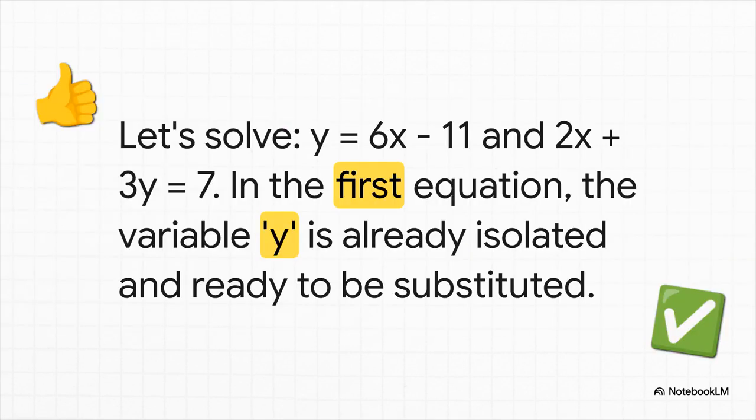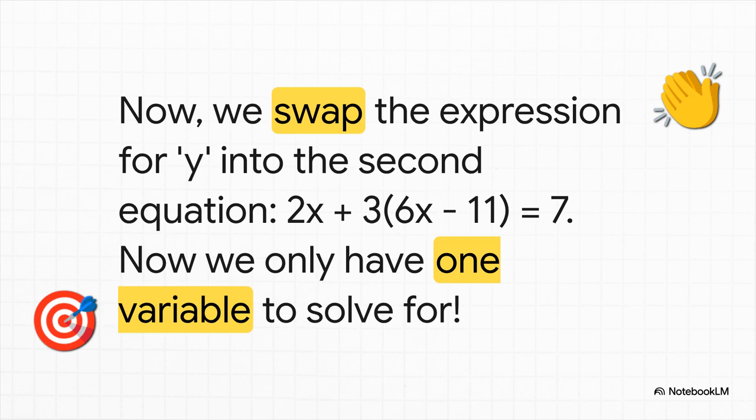Okay, let's see this in action. Take a look here. In that first equation, y is already all by itself. That means step 1 is already done for us, which is awesome. We know y is the exact same thing as 6x minus 11. This is the perfect setup for substitution. So we take that whole chunk, the 6x minus 11, and we swap it right into the second equation where the y used to be.